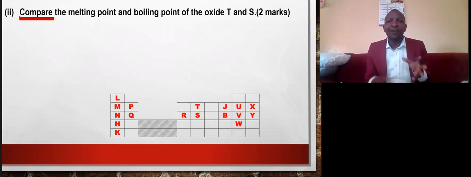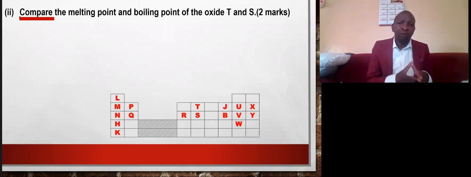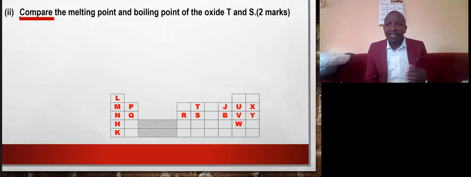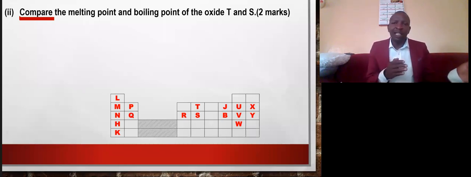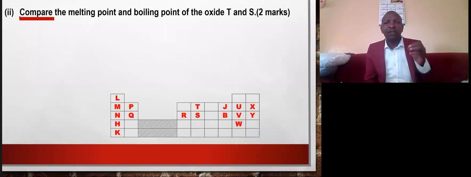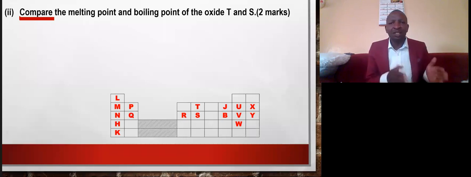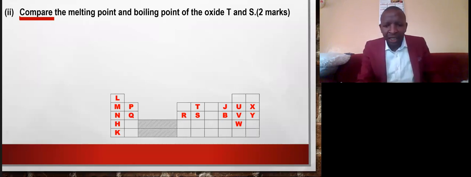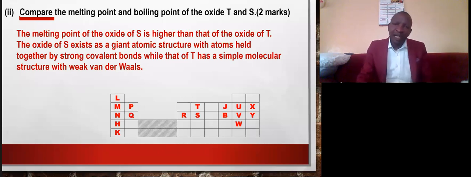So what I'm saying is, first of all, the statement of comparison: the oxide of S has a higher melting point than the oxide of T, because the oxide of T has a simple molecular structure whereby the molecules are held together by weak van der Waals forces, while the oxide of S has a giant covalent structure with very strong covalent bonding. So are you getting what I'm saying?